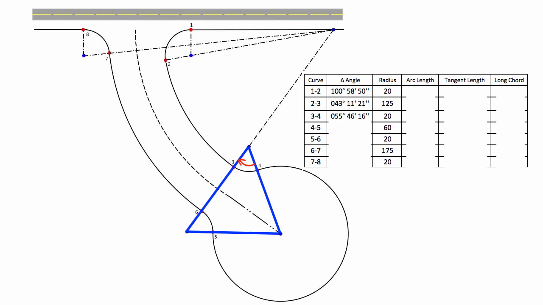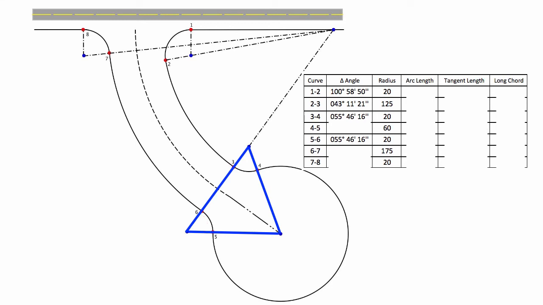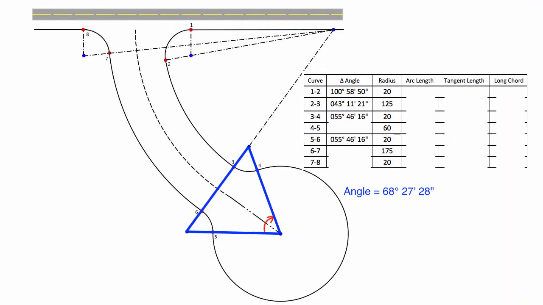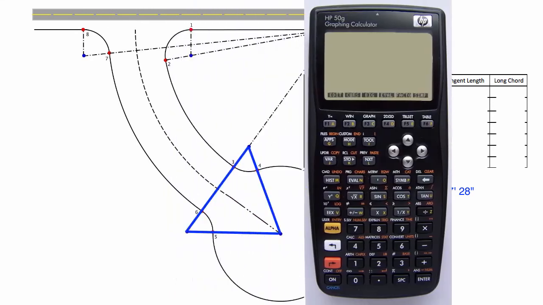It is also the same value for curve 5-6, since both angles are part of the isosceles triangle. The delta angle for curve 4 to 5 is found by determining the missing interior angle to the isosceles triangle. The missing angle of the isosceles triangle is found by subtracting the delta angles for curve 3 to 4 and 5 to 6 from 180 degrees. The delta angle for curve 4 to 5 is found by subtracting the interior angle of this isosceles triangle from 360 degrees.